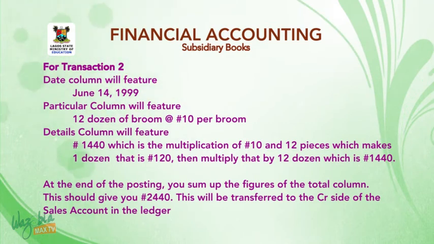1,440 naira. At the end of the posting, you sum up the figures of the total column. This will give you 2,440 naira. This will be transferred to the credit side of the sales account in the ledger.